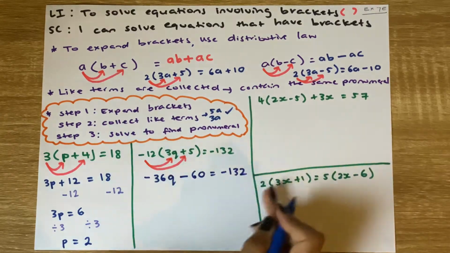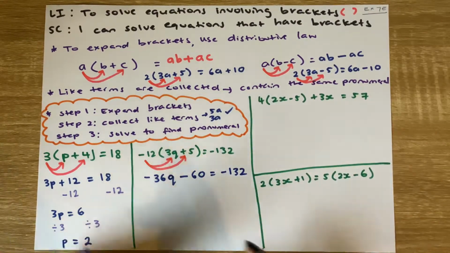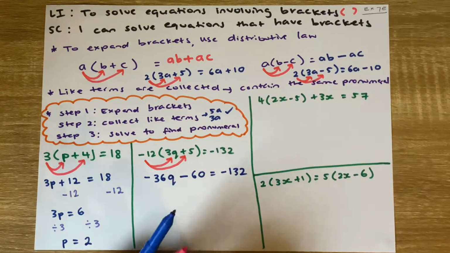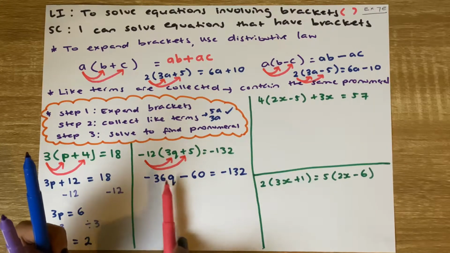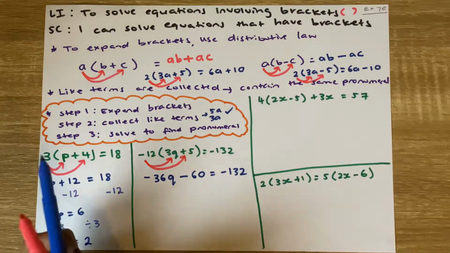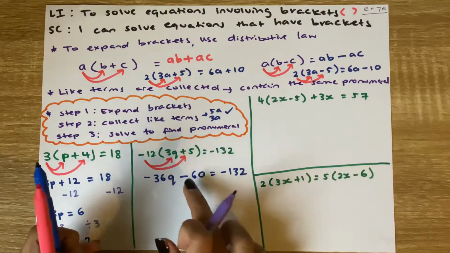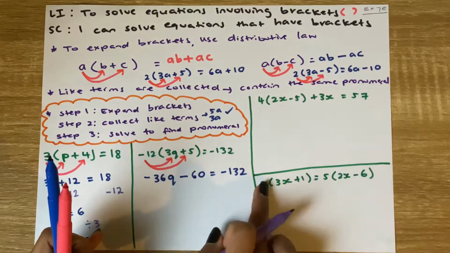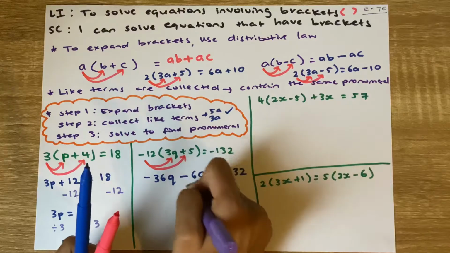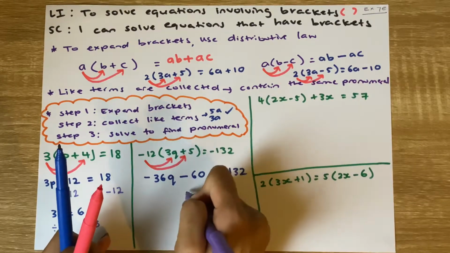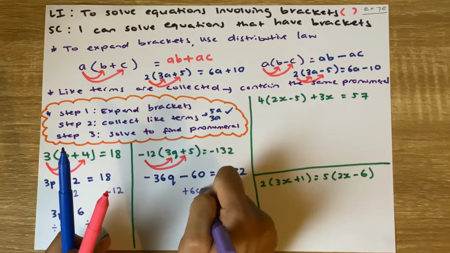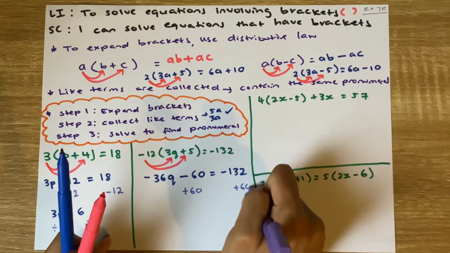Okay, I've now expanded my brackets, and this again becomes very similar to what we have been dealing with. So the negative 36 is with the q. So what I'm going to do is I'm going to get rid of the 60 first. So to move this to the other side, or to get rid of it, I need to do the opposite. So the opposite of subtracting 60 is adding 60. So we're going to add 60 to this side, add 60 to this side.